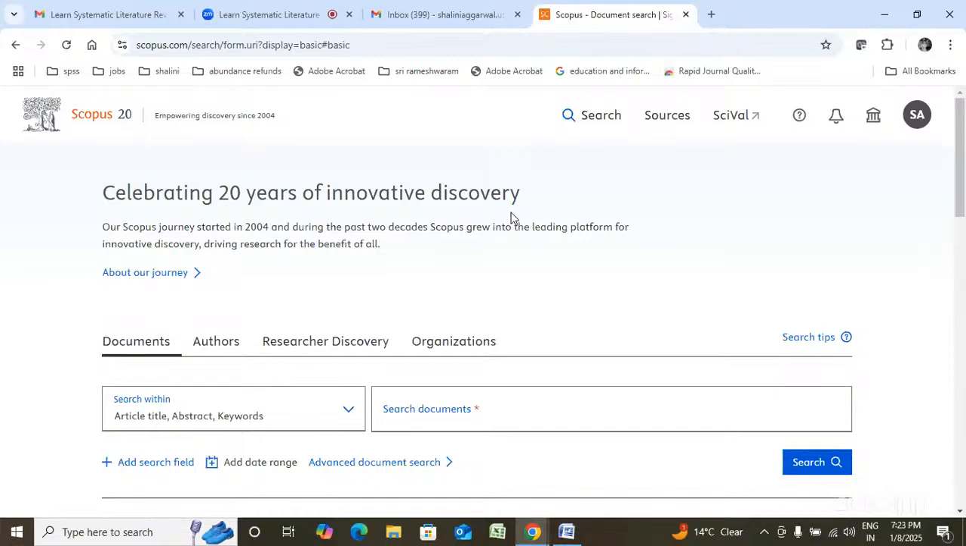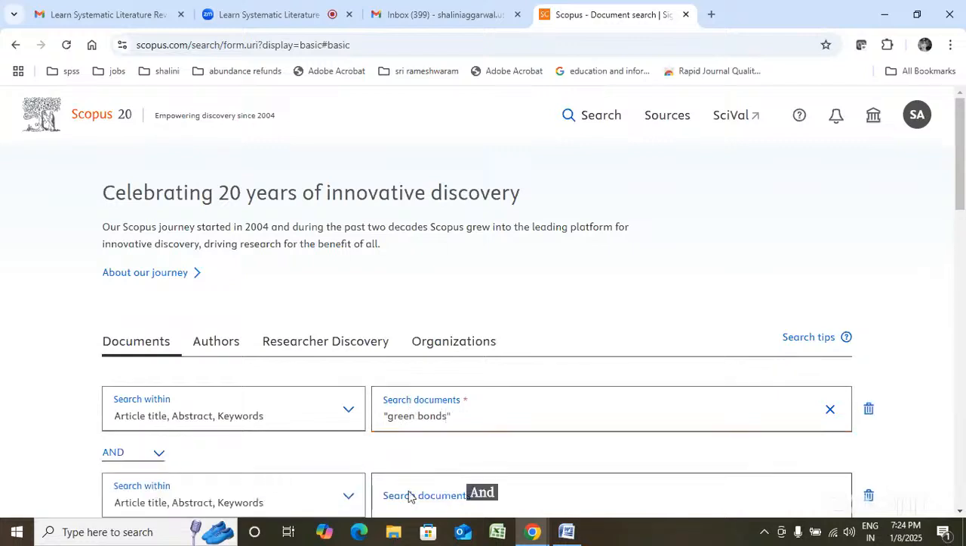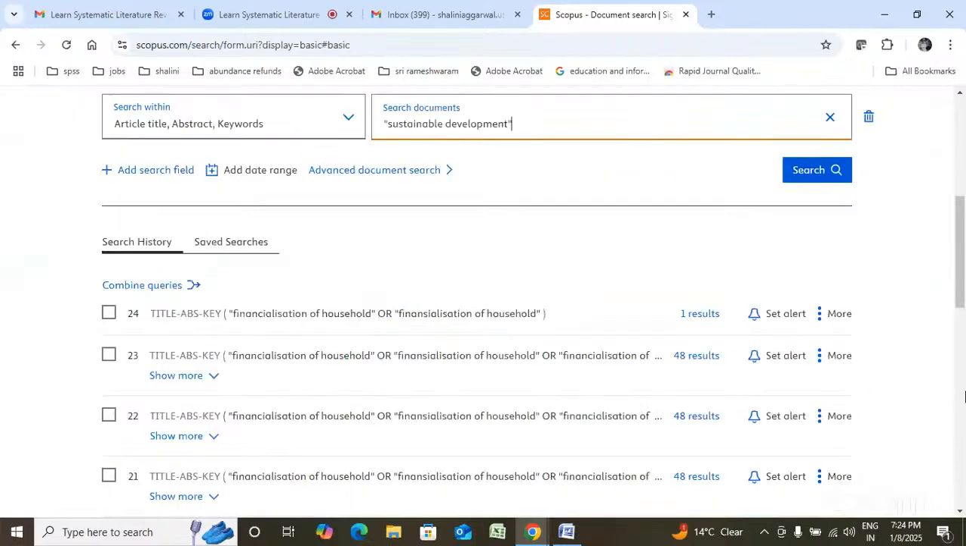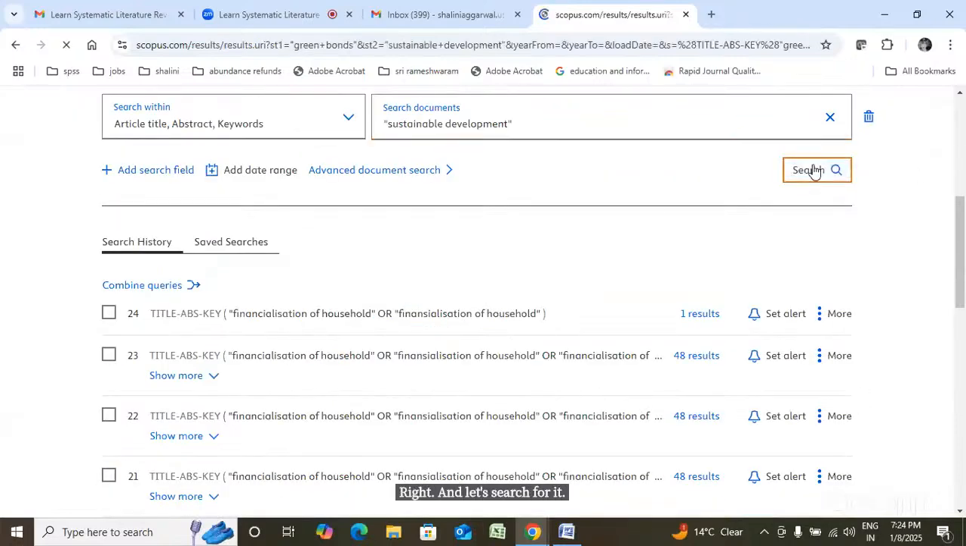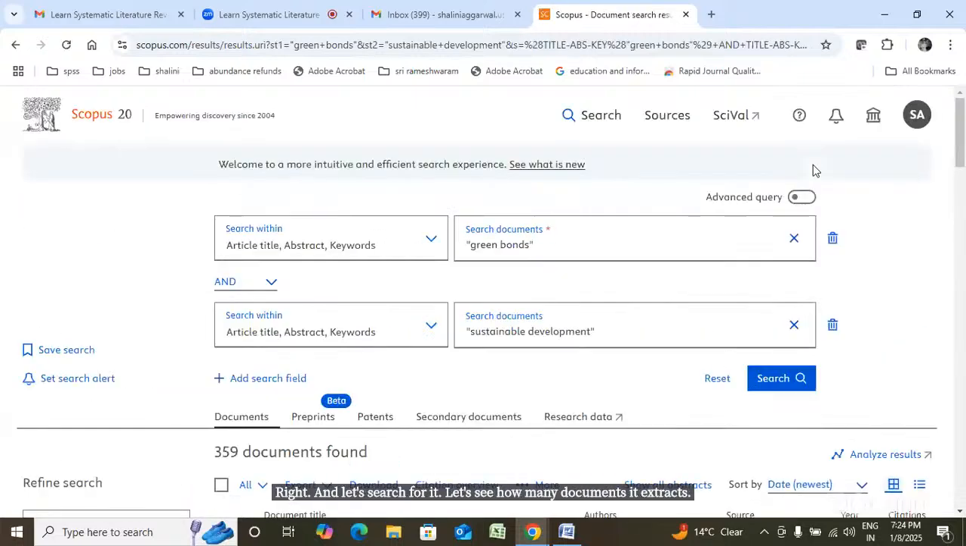Okay, so here we can see this is the database. Here we will be putting the words now. That is the green bonds and sustainable development. So this is what we have initially planned for, right? And let's search for it. Let's see how many documents it extracts. So it has extracted around 359 documents, right?